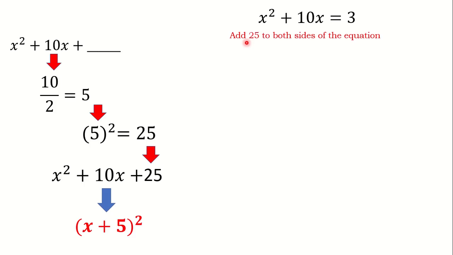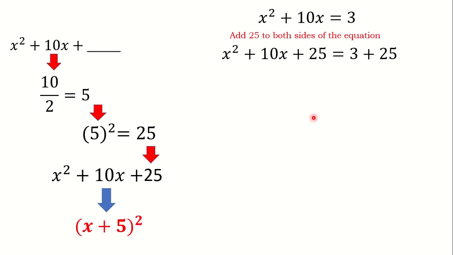We need to add 25 to both sides of the equation. So ito, dadagdagan nyo ng 25. Ito yung class. And then yung 3, dadagdagan nyo rin ng 25. Both equation, dadagdagan ng 25. So ito na ngayon ang equation natin. X squared plus 10x plus 25 is equal to 3 plus 25.